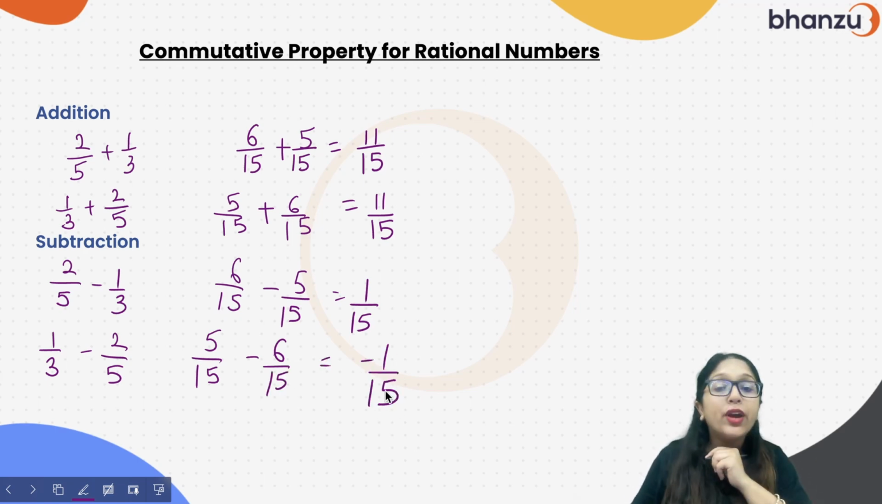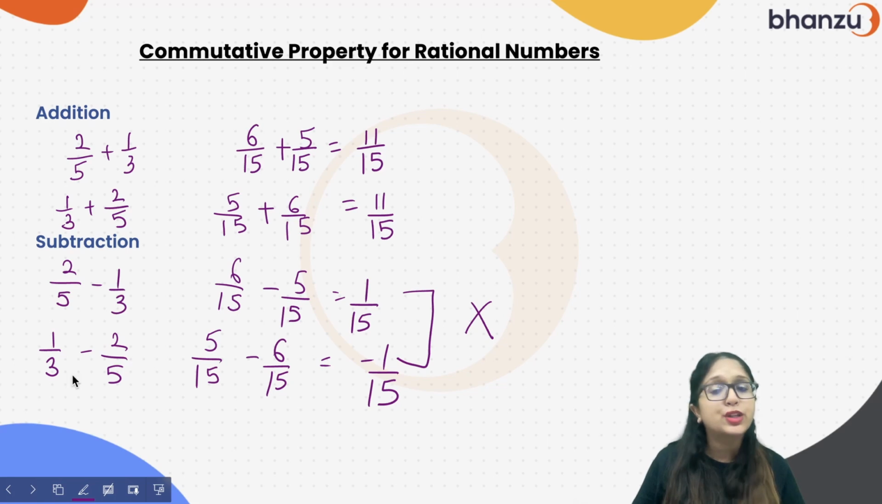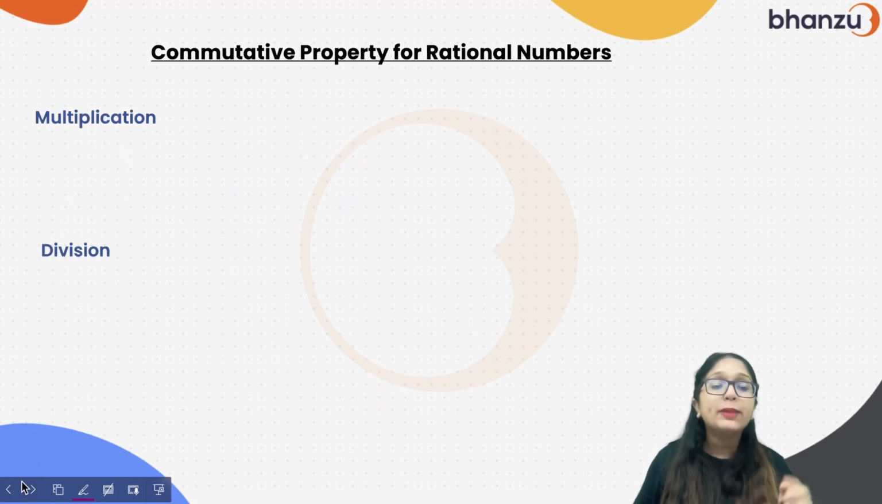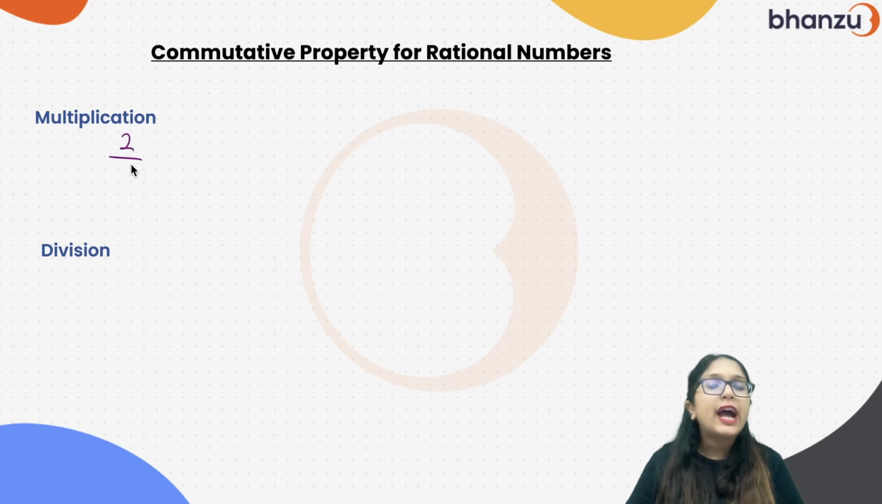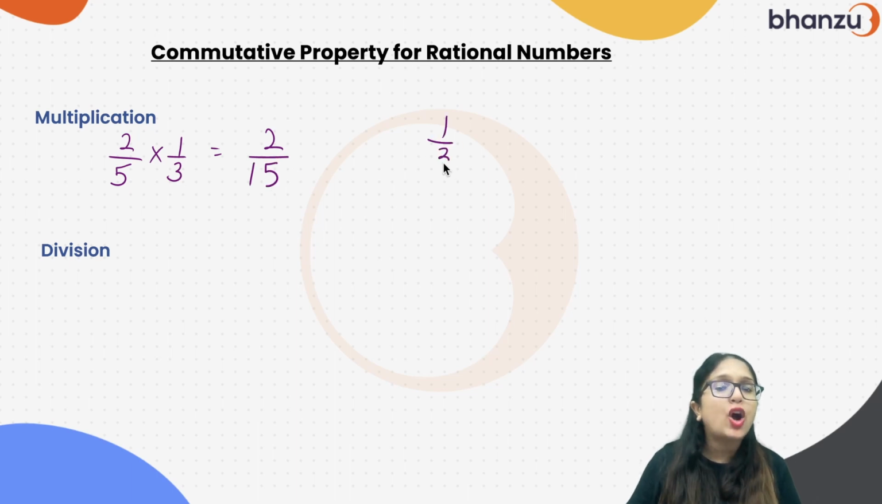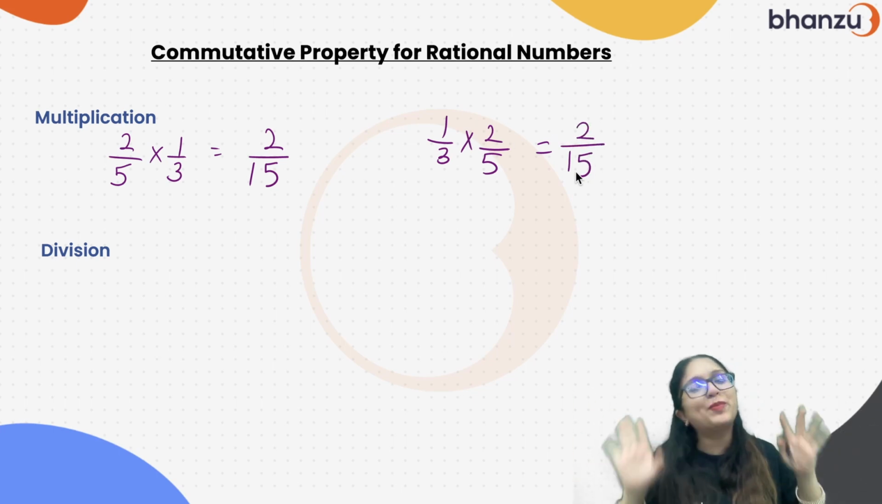So what did we see over here? The answer is not same. So the subtraction is not commutative for rational numbers. So now quickly check with multiplication. For example, the question is 2 over 5 multiplied by 1 over 3. What is the answer? 2 over 15. If I change the order, will the answer be same? Let's check. So 2 times 1 is 2, 3 times 5 is 15. Again same. So it is commutative.